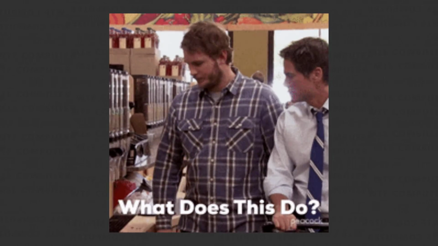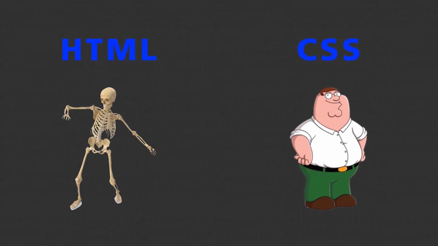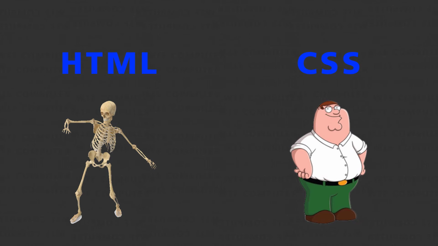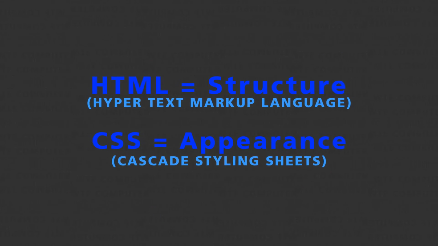So we've seen HTML and CSS in code, but what do they actually do? HTML is essentially the foundations or structure of your website. This is where you're going to put your text, images, and video. And then you'll go over to CSS and style them. CSS stands for Cascade Styling Sheets. So this is where we change the appearance and the display and how it's going to sit on our website.